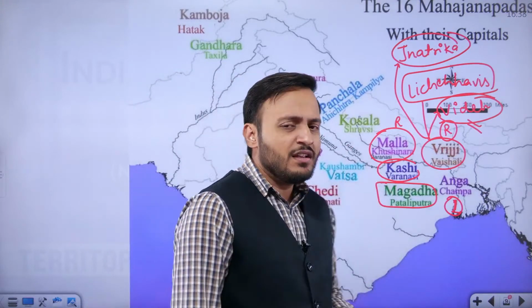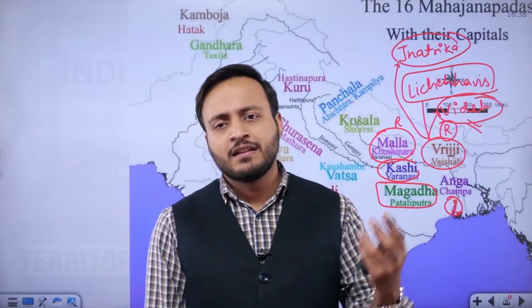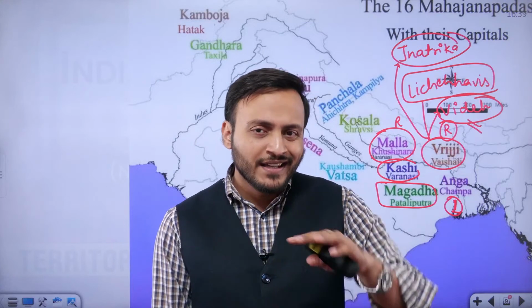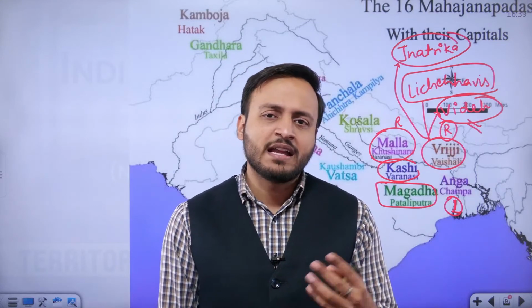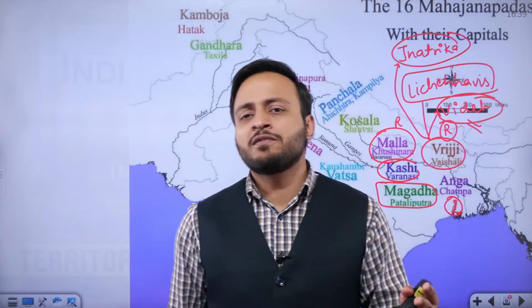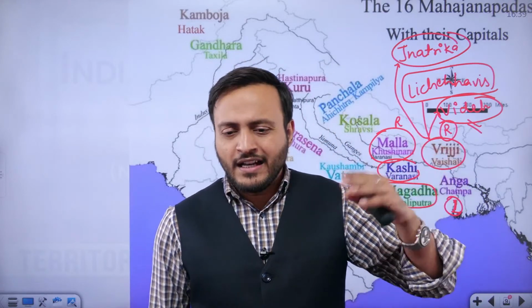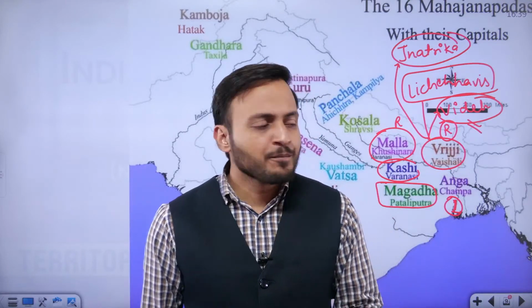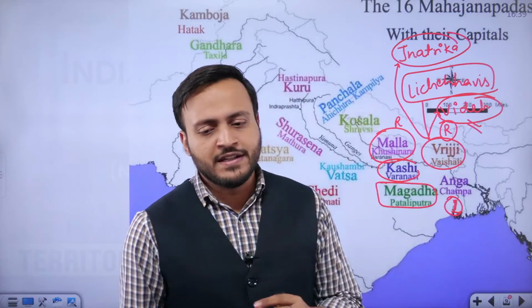Then there was Kashi. Kashi is basically that Mahajanpad. In present time, the district of Varanasi resembles the same location as that of Kashi. In fact, it is believed that Kashi is one of the oldest continuously inhabited cities in the history of India.